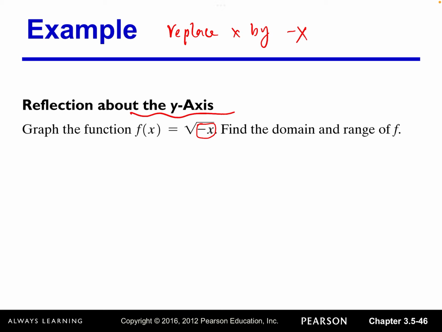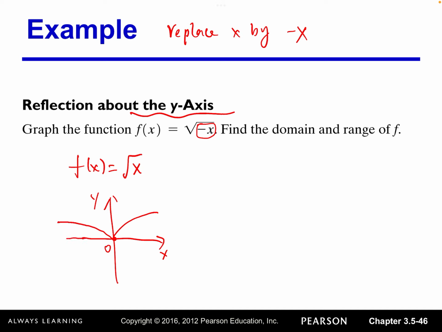Okay? So we can identify the key function from the library, which is the square root function. The square root function's graph looks like that. And then for reflection about the y-axis, the graph should be like that. Okay, my hand-drawn graph is not accurate, but you see the meaning. Just do the mirror image about the y-axis. Okay, it should look more like that. Okay, sorry.